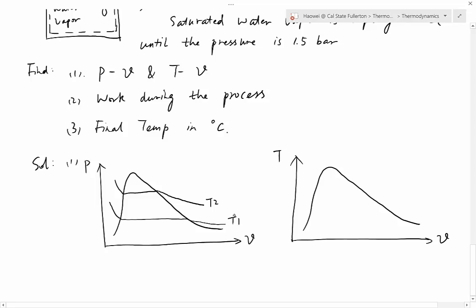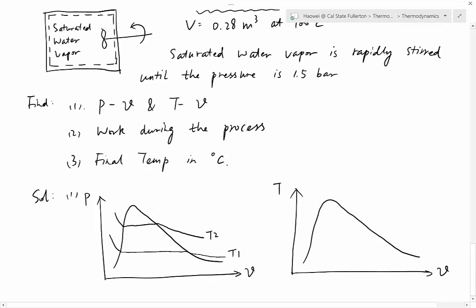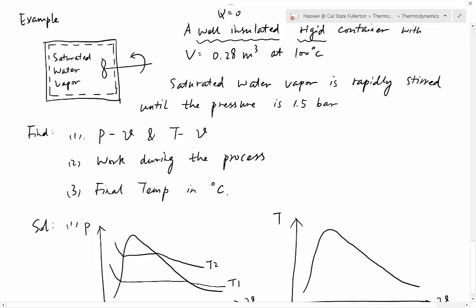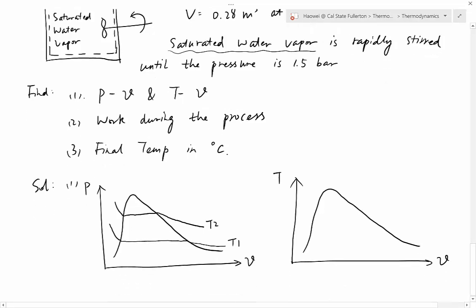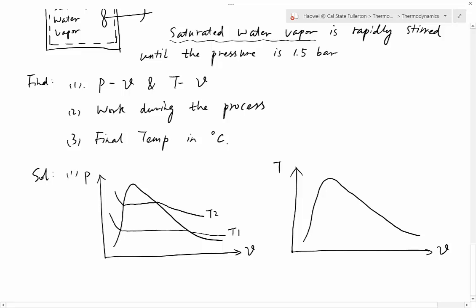Okay, next one, we need to locate point number 1. Where is point number 1? Point number 1 must be on the T1 line because the temperature of point 1 is T1. And then where do we put point 1 on this T1 line? We know initially it's saturated water vapor, so it's point G. So where is point G on the T1 line? Right on the dome. This is point G, and that's also my point number 1. Point 1 is just point G.